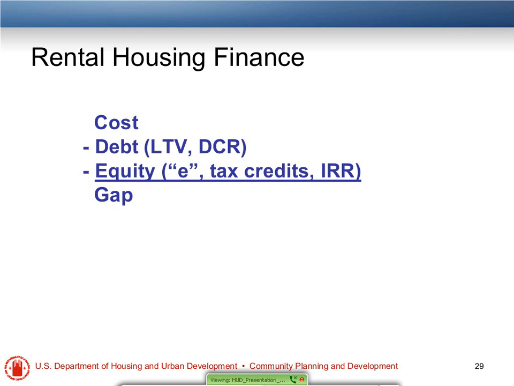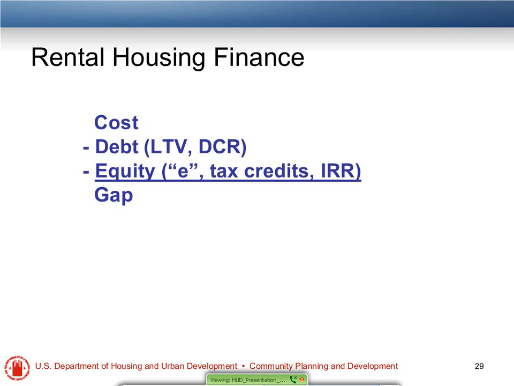We also looked at how much equity you could attract to the project based on one of the equity investors' parameters, whether that was cash on cash, which we use that little e to represent, the cash on cash return that the investor wants, or whether we're attracting equity based on tax credits, and we'll touch on those tax credits again today, but basically pricing the tax credits on so many cents on the dollar to attract equity.